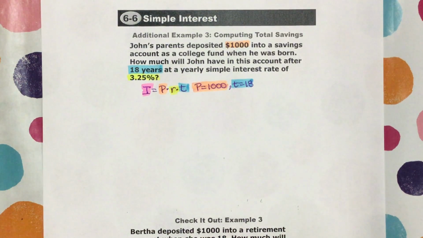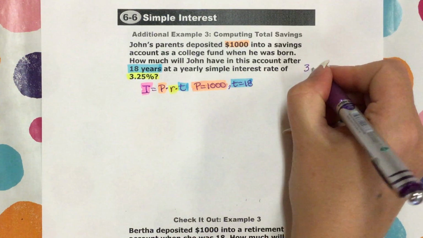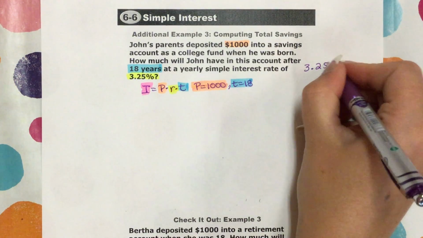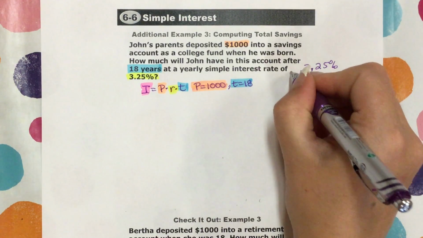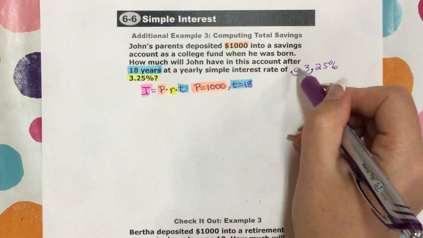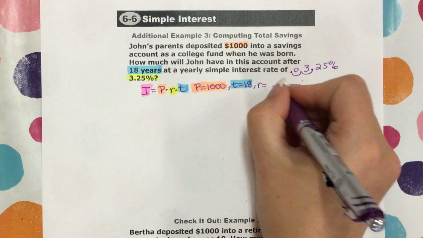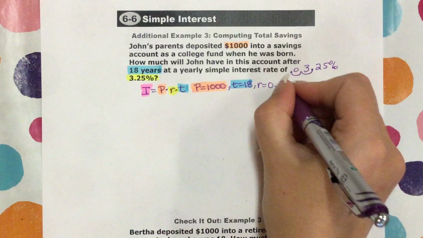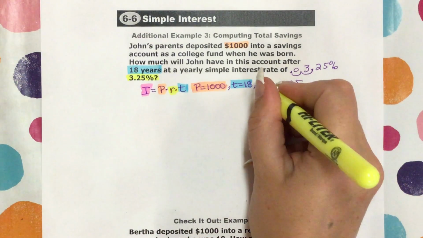3.25%. Now we know that we have to write the rate as a decimal. The percentage is a decimal, so I'm just going to do that over here. 3.25% as a decimal. We're going to move this decimal over 2 places, so it ends up being 0.0325. So the rate equals 0.0325. And that is the rate.